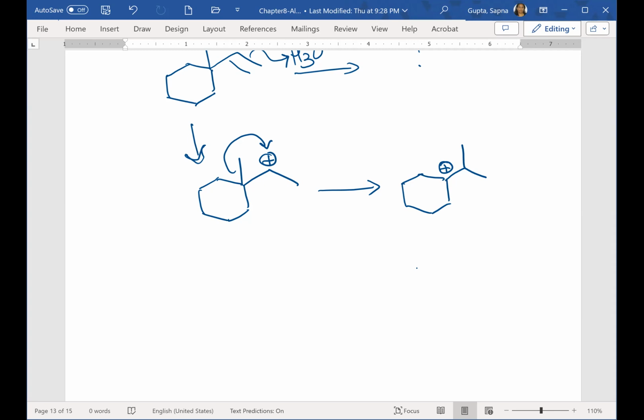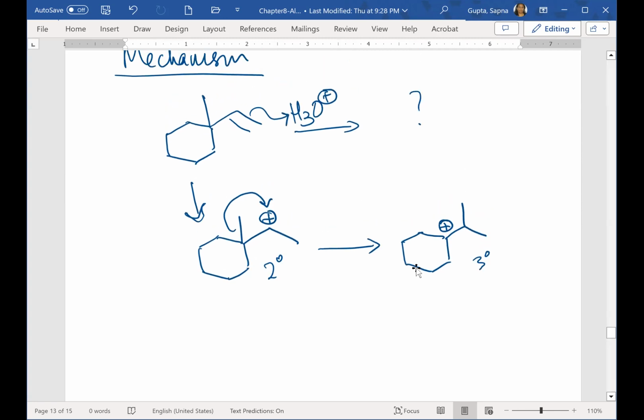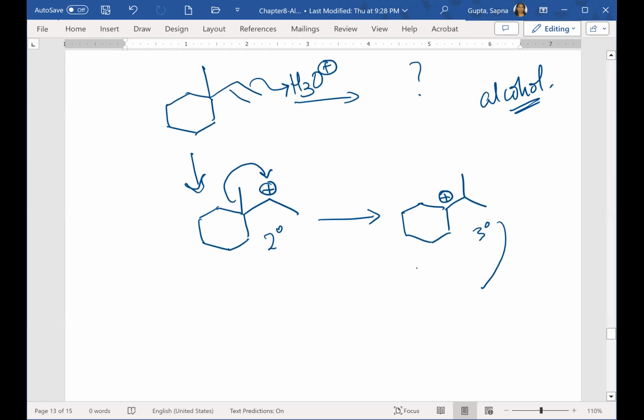So here, a methyl group is shifting. Now you have a tertiary carbocation. This is secondary, and now this is tertiary. And remember, our goal is H3O plus, which means we have to get an alcohol as a result. So we are going towards an alcohol. So the next step is water attacking the carbocation, which my arrow is just a little short.